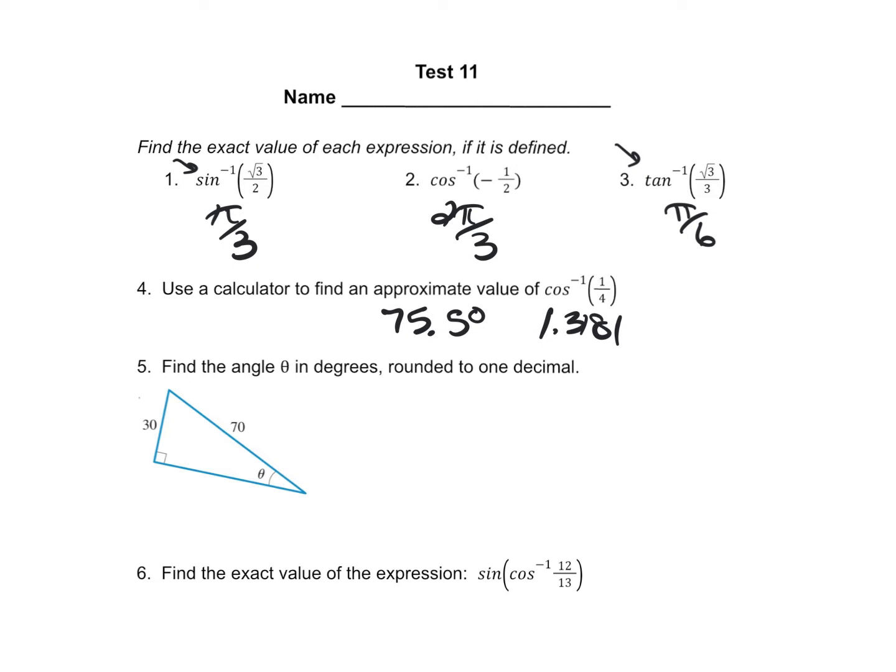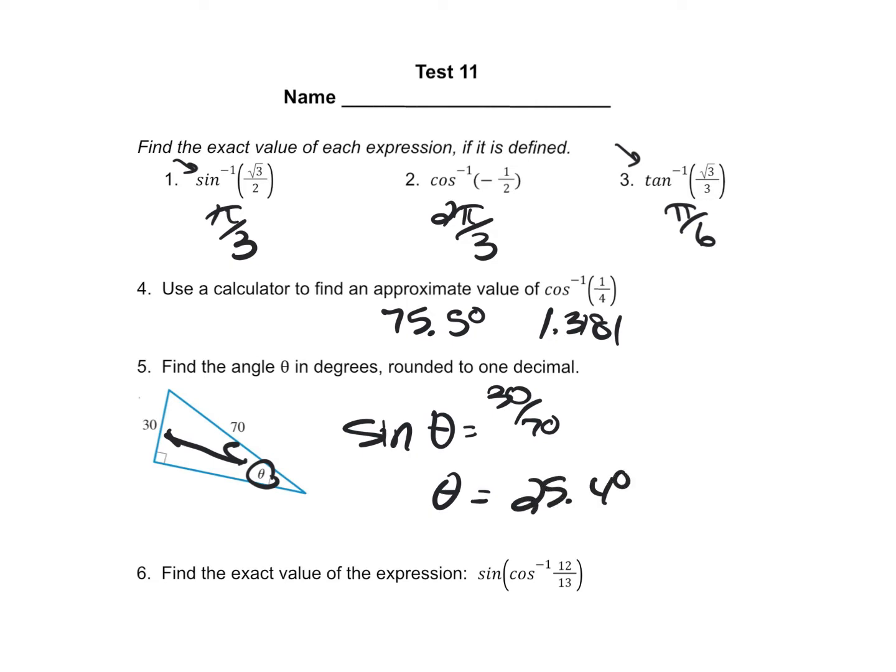Find the angle in degrees, round to one decimal place. Here's my theta right here. I'm looking at the opposite and the hypotenuse. Opposite over hypotenuse is sine, so sine theta is opposite over the hypotenuse. Anytime you're looking for an angle, whenever you don't know the angle, that's inverse sine. So I'm going inverse sine, 30 over 70. It says in degrees, I'm still in radians, sorry about that. Change back to degrees, this is live TV, sorry about that. So I'm gonna go inverse sine, 30 over 70, and I'm getting 25.4 degrees.